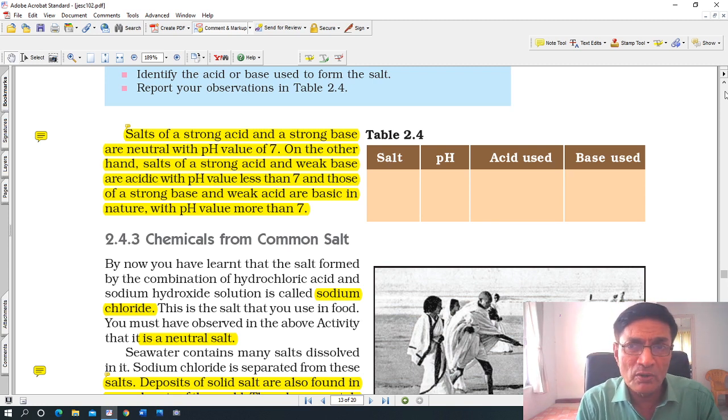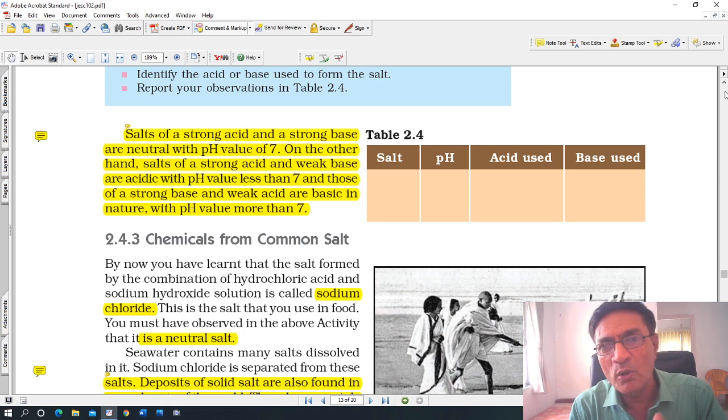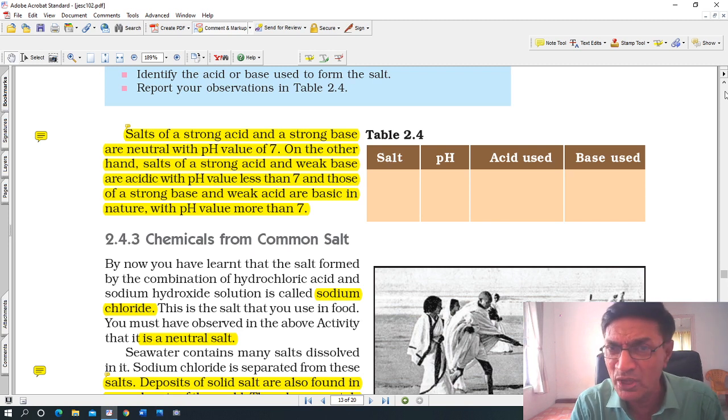But the salt obtained from sea water contains many salts. You see, sea water is very difficult to drink, you know that, because it can make you vomit. And it contains lots of impurities, including salts of different compounds, not just sodium chloride, but magnesium chloride and aluminum chloride. Thousands of different types of salts are there in seawater. That is why seawater is very saline or salty. Alright, chemicals from common salt.